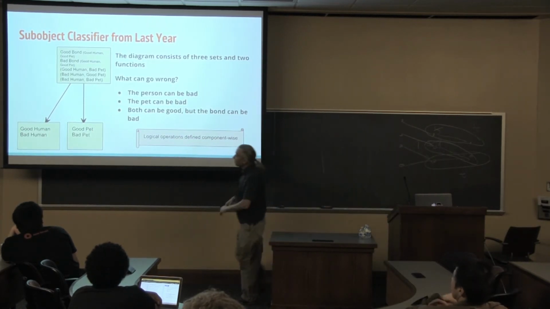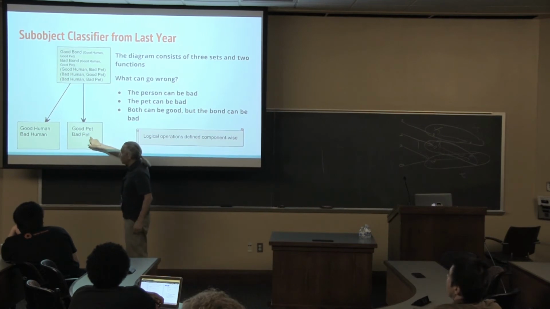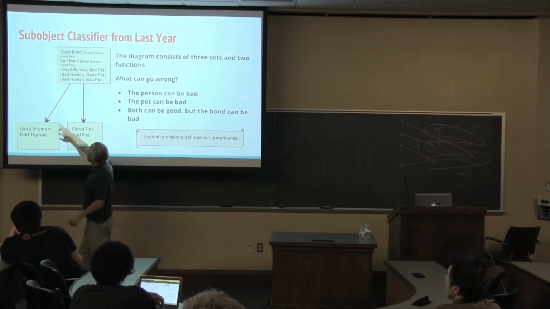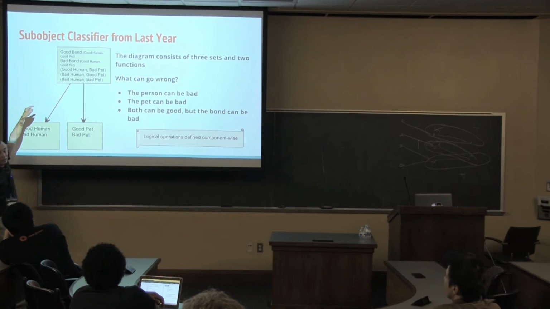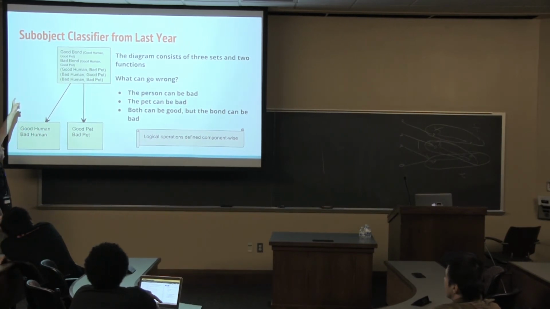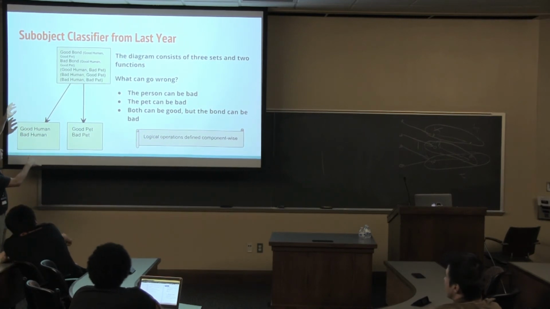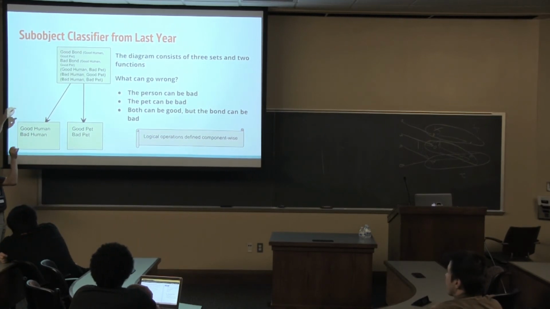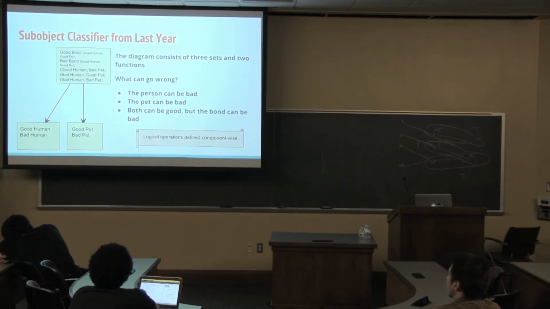So the logic would be, we can have good pet, good human, bad human. And what combinations can be over there? Bad human, bad pet; bad human, good pet; good human, bad pet; good human, good pet but bad bond; and good bond. So it's not Boolean, right? We'll have 5 possible positions there. So the diagram describes 3 sets of local logical values and 2 mappings.